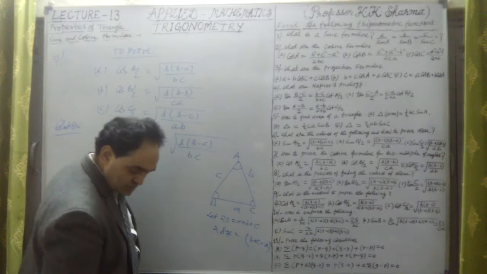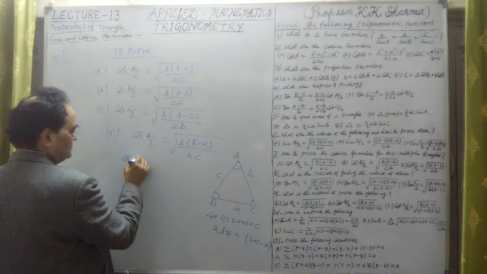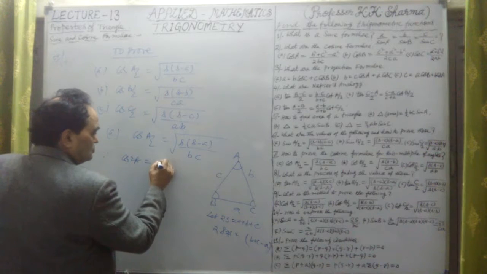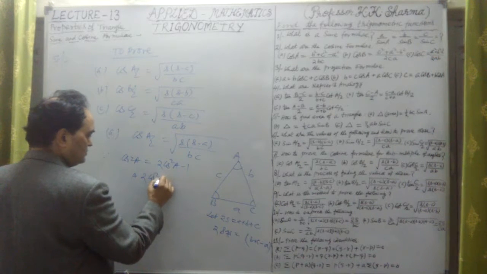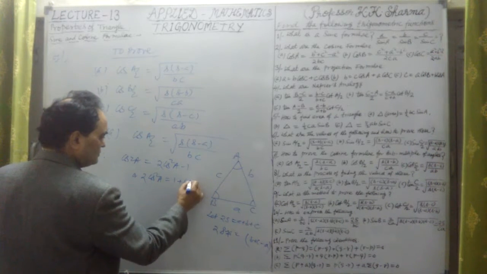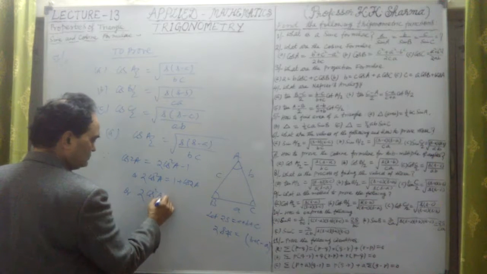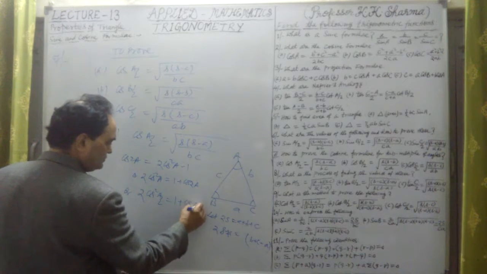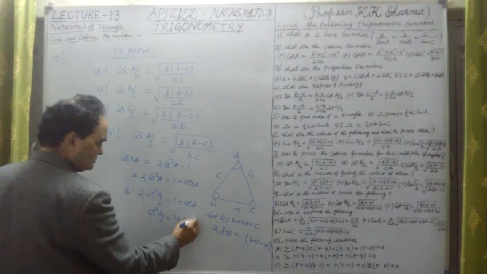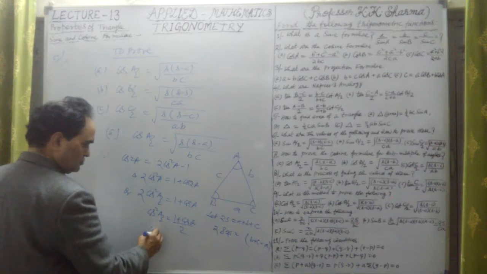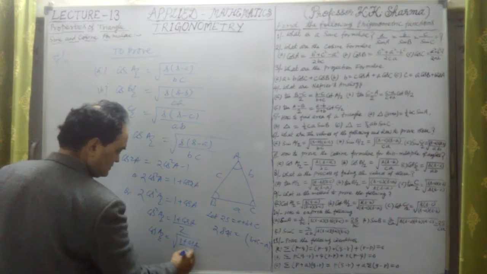And let me take this formula. Now we know that cos 2A is equal to 2 cos square A minus 1, so 2 cos square A equals 1 plus cos 2A. But here we have cos A by 2, or cos square A by 2 equal to 1 plus cos A upon 2, or cos A by 2 equal to under root of 1 plus cos A upon 2.